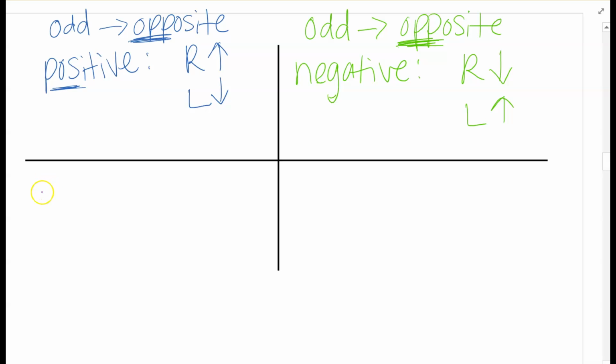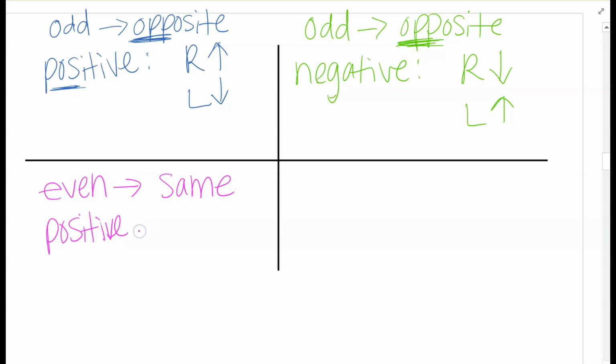Then let's say I have an even function. If it's even, it means your end behavior is going to go in the same direction. And then if it's positive, again, the positive or negative tells you which way the right side goes. So because it's positive, the right side goes up. And because it's even, your left side has to go the same direction as your right side. So it would also go up.